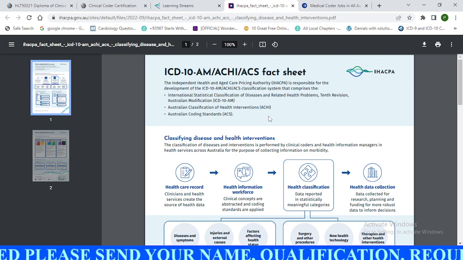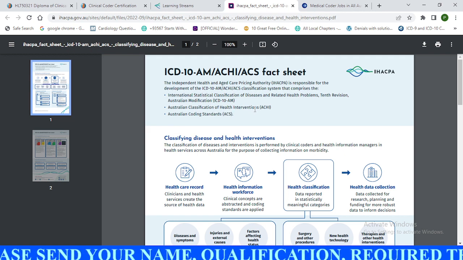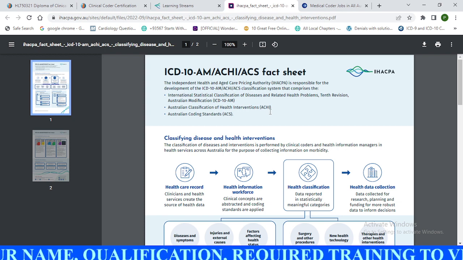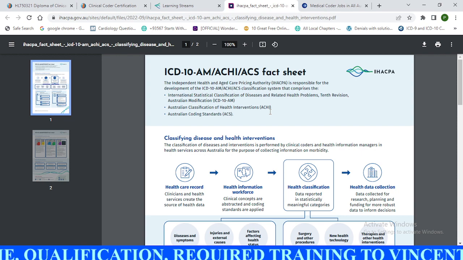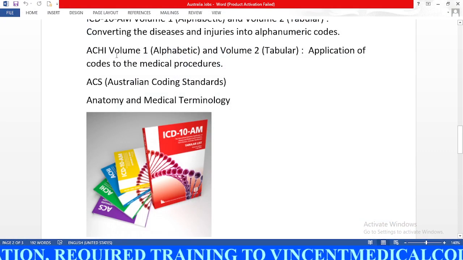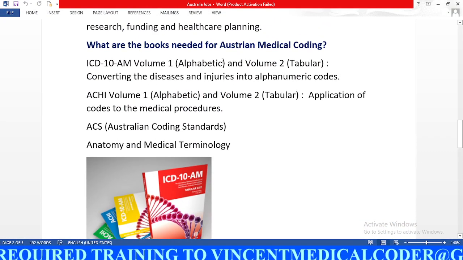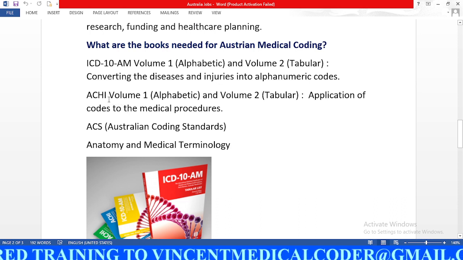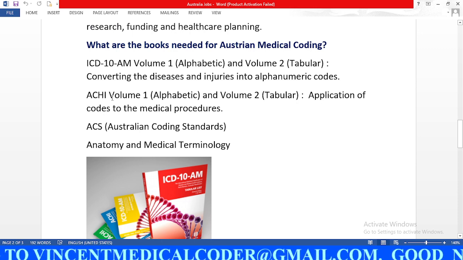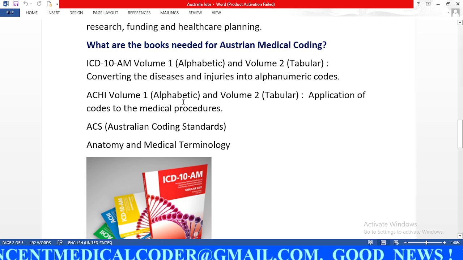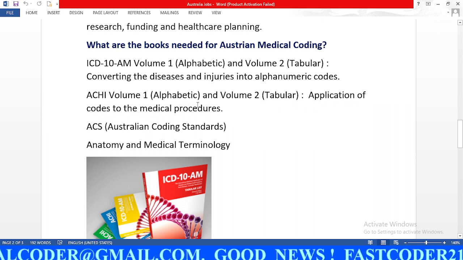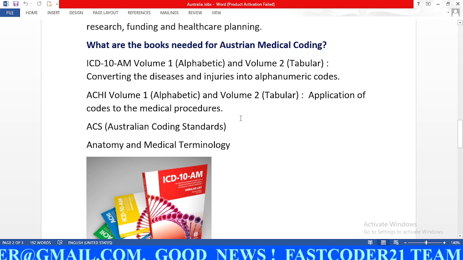For procedures, they will use the Australian Classification of Health Interventions. In ICD-10-AM and this ACHI, we have a tabular as well as an alphabetic index. The Australian Classification of Health Interventions covers procedures, and here we have an alphabetic index as well as the tabular. So where do we use ACHI? Application of codes to medical procedures. So basically for procedures we will use ACHI.